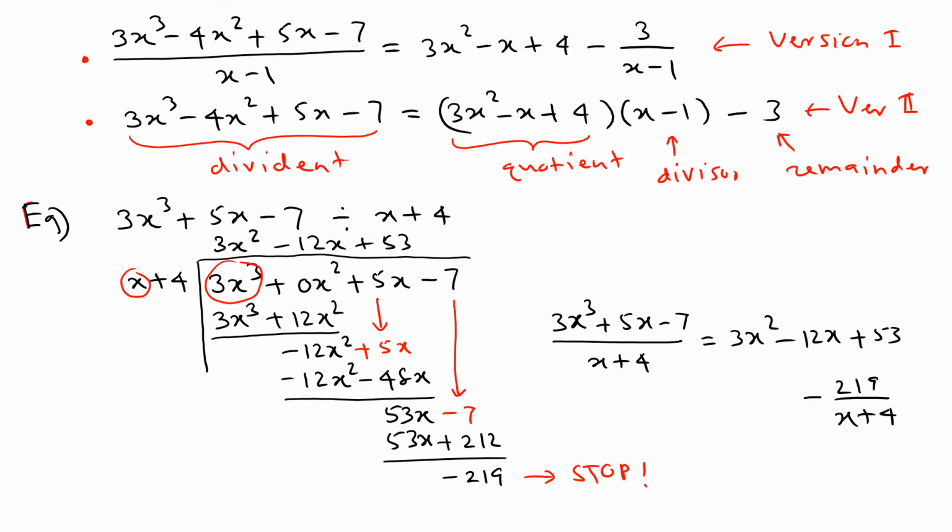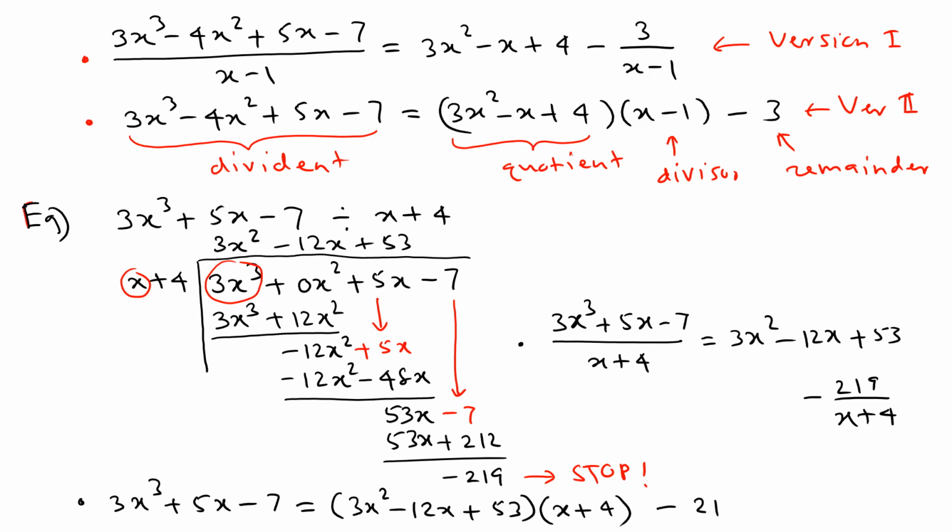That's one way. The other way is the multiplication, so we can write it like that, or we can write the multiplication. That means it is 3x to the third plus 5x minus 7 equals the quotient, that is 3x squared minus 12x plus 53, times the divisor x plus 4, minus 219. So this is the remainder. So that's the other way to write it, version 1 and version 2. Okay, so you can see it's very simple. So let's do more.